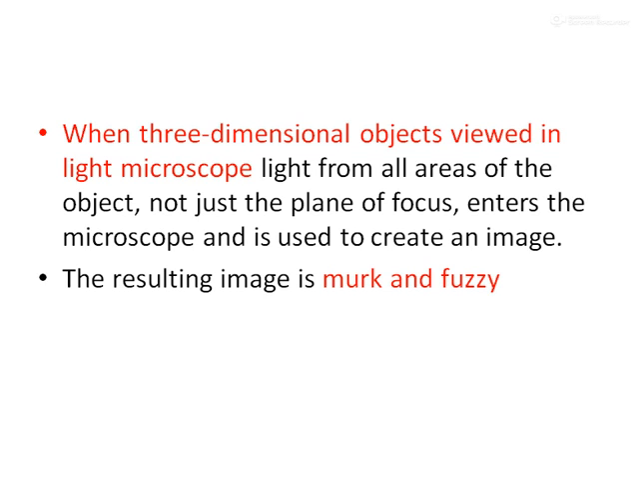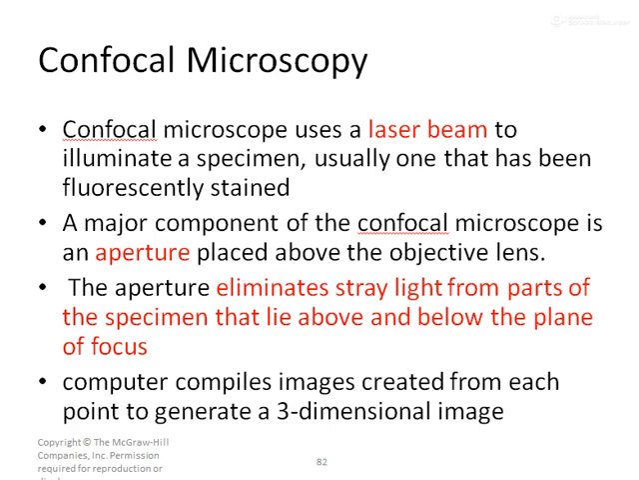So, when three-dimensional objects are viewed under a light microscope, the light from all areas of the object, not just the plane of focus, will enter the microscope, and the image created in a conventional light microscope will appear murky and fuzzy. If you go to a confocal microscope, you can see that the image of only one plane of focus can be created, and as a result, the background images will be cancelled off or will not be shown, and so you get a clear-cut image.